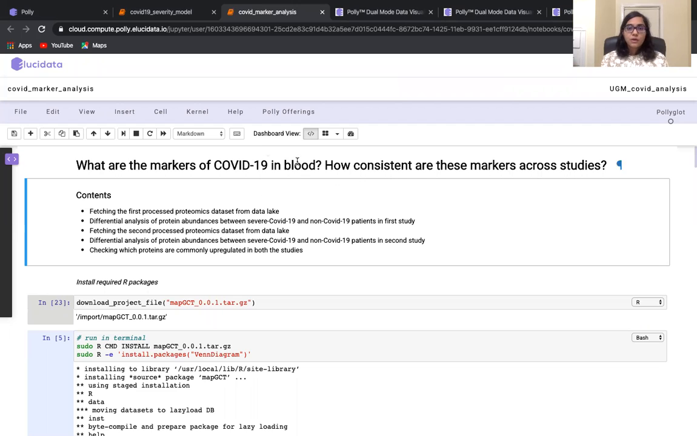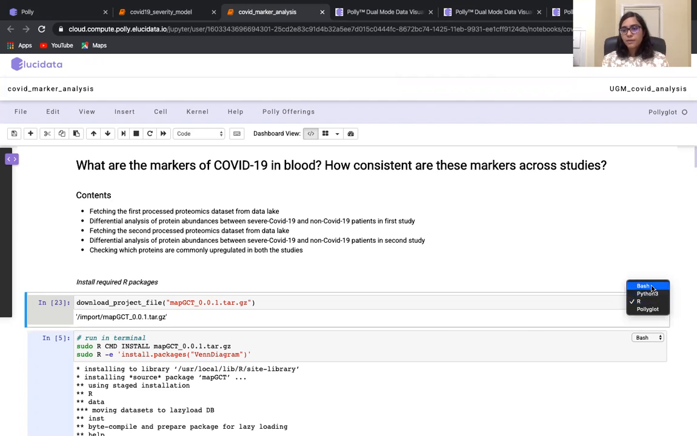These analyses were done in a Poly notebook environment. For people who code, this may be very familiar. You can write code in any language that you prefer here, for example R, Python, or a mixture of the two. I'm not going to go into details of how to use a notebook, but I'll just point to key biological findings of these comparisons.